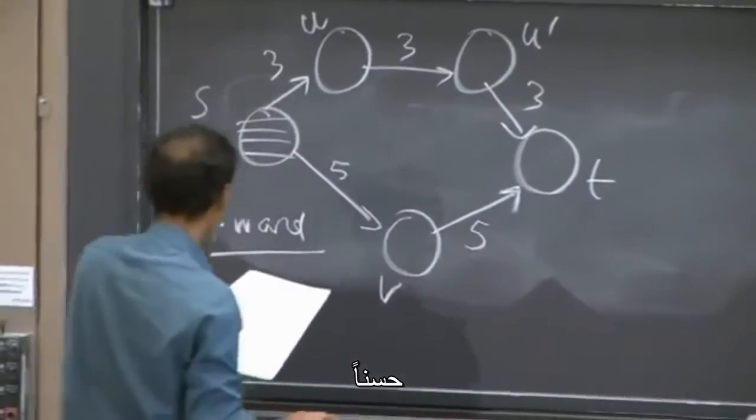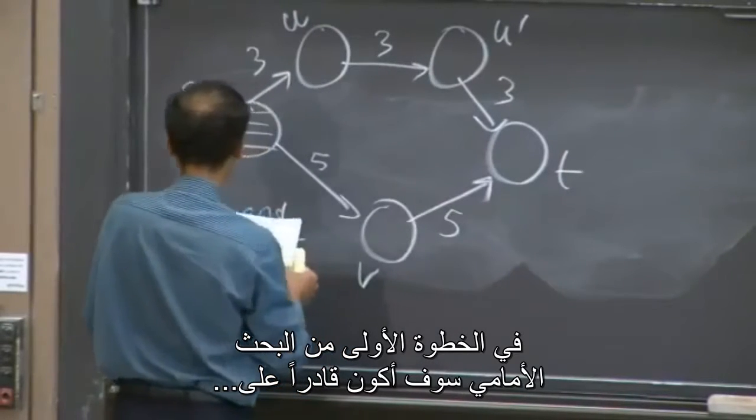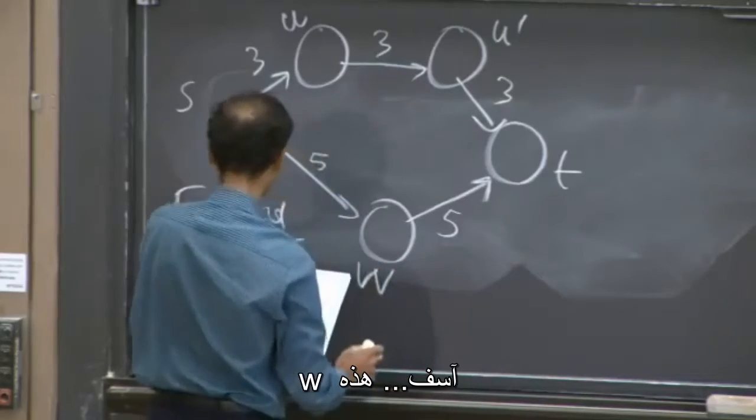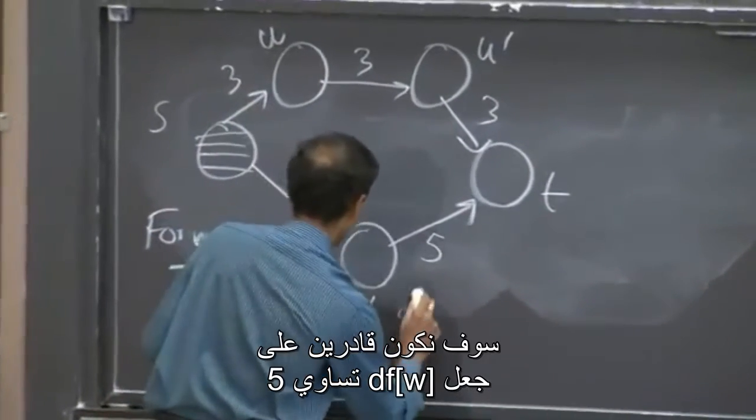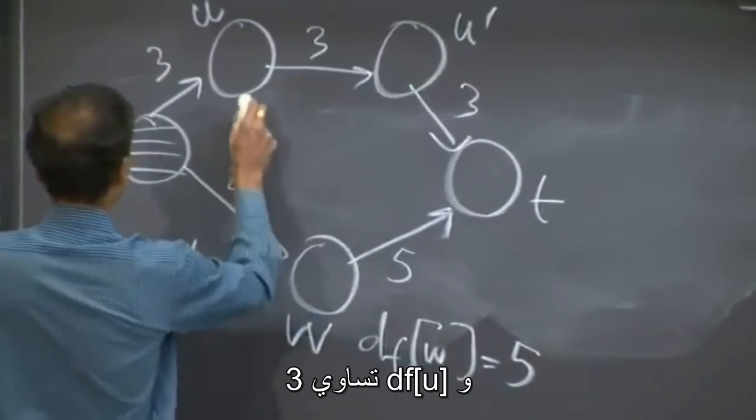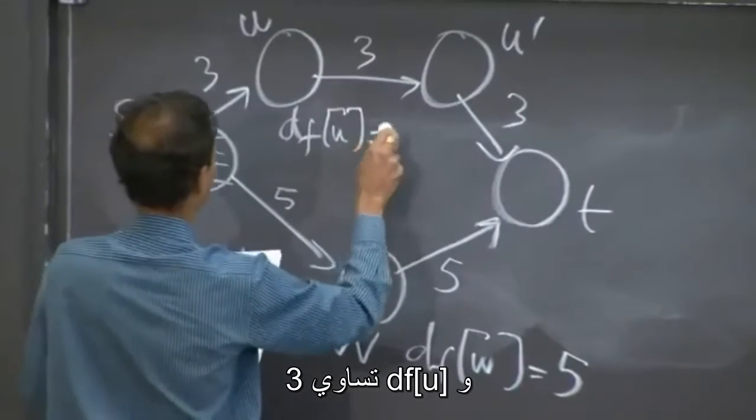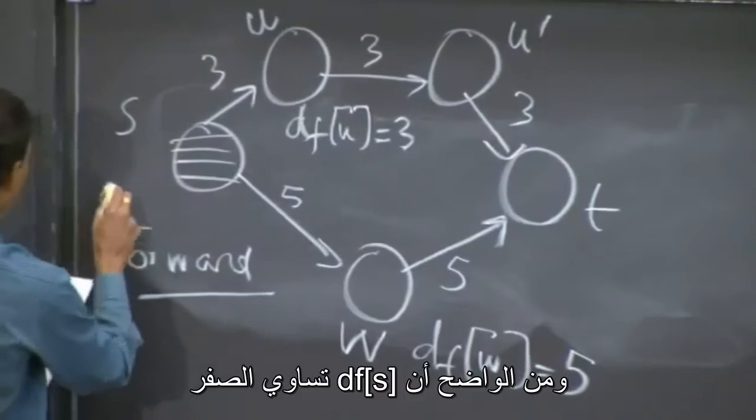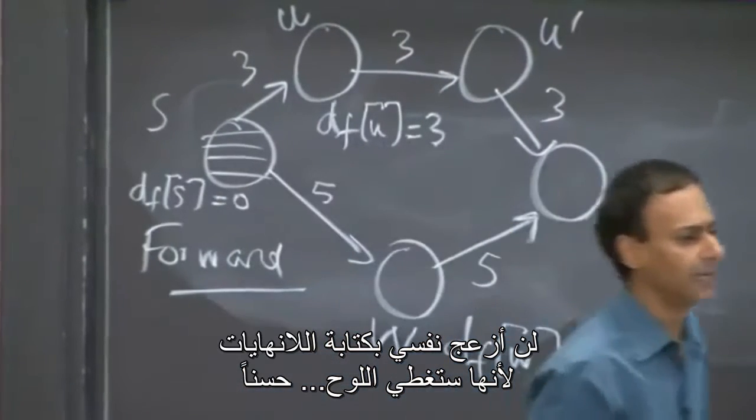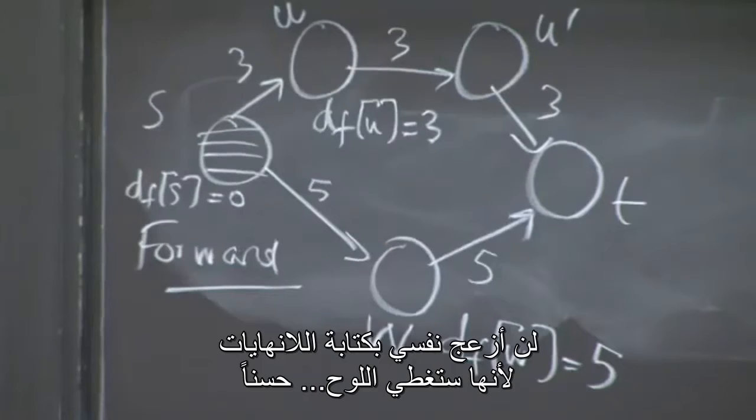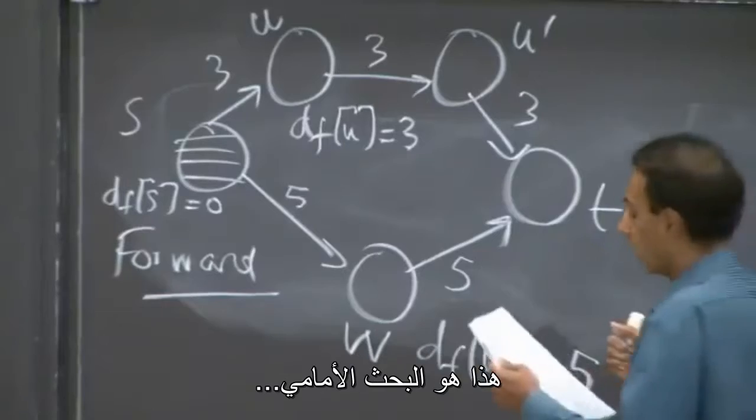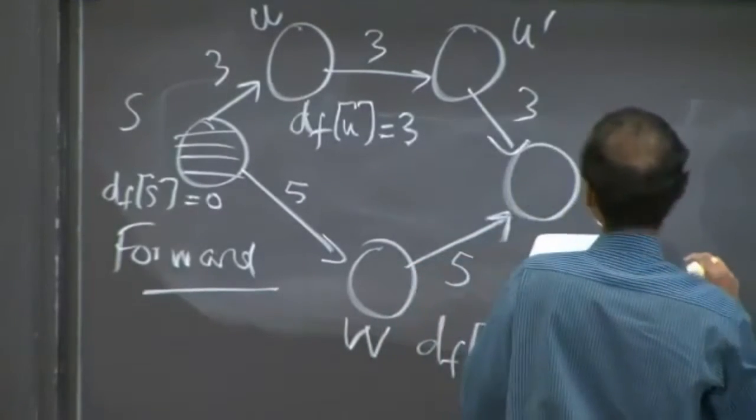In the first step of the forward search, this one is W. I'm going to be able to set dF of W equals 5 and dF of U equals 3. And obviously, dF of S equals 0. I'm not going to bother writing the infinities, it's just going to clutter up the board. Stop me if you have questions on anything I'm writing here. So that's a forward search.